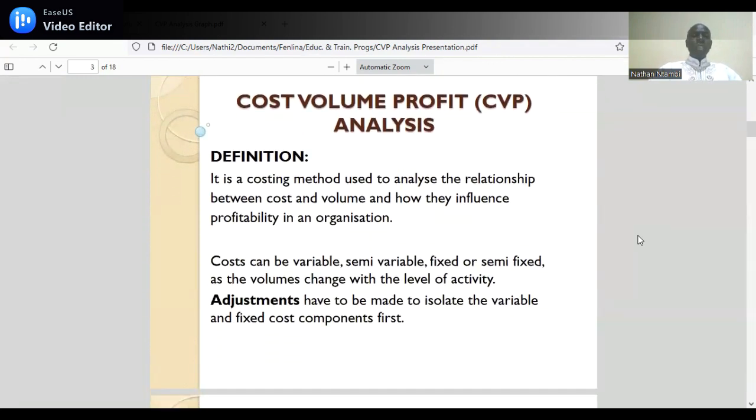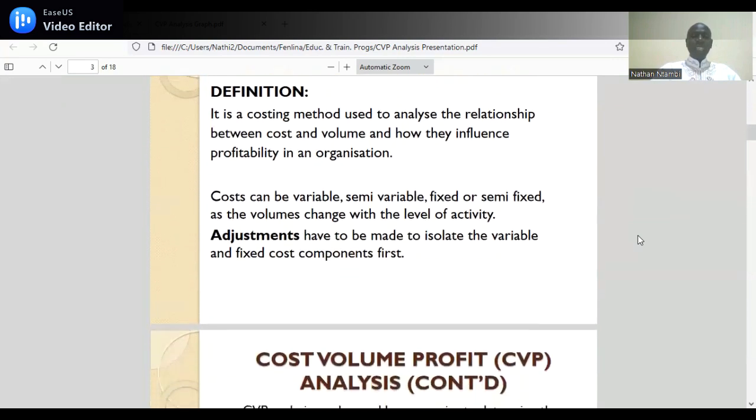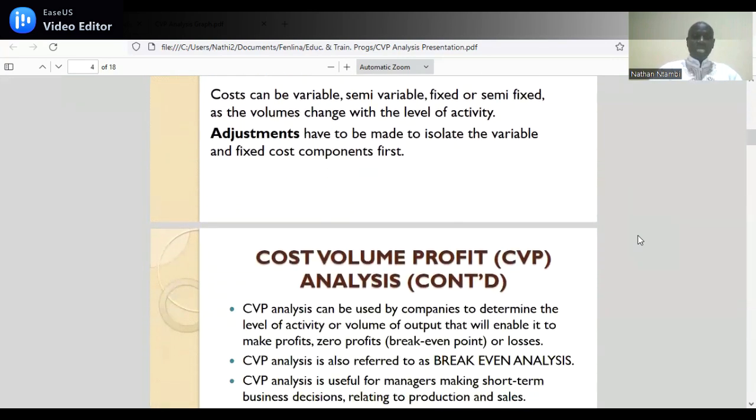By definition, cost volume profit analysis is a costing method used to analyze the relationship between cost and volume and how they influence profitability in an organization. Costs can be variable, semi-variable, fixed or semi-fixed as the volumes change with the level of activity. Adjustments have to be made to isolate the variable and the fixed component first before applying the CVP analysis.